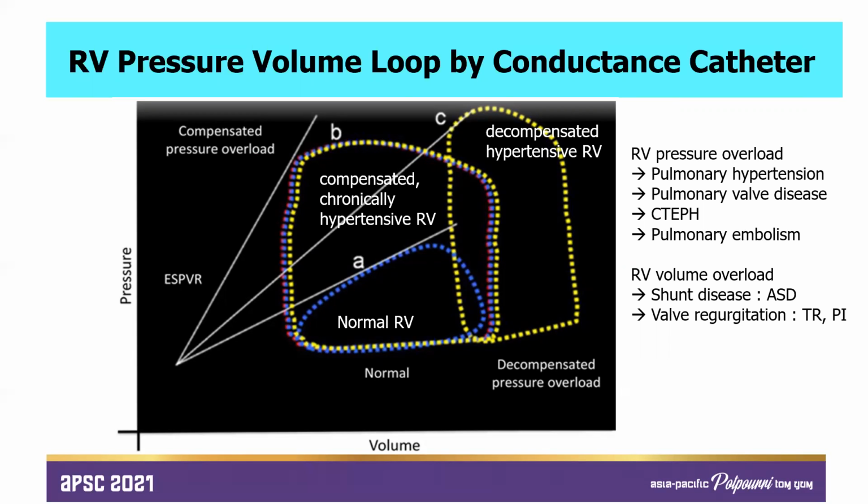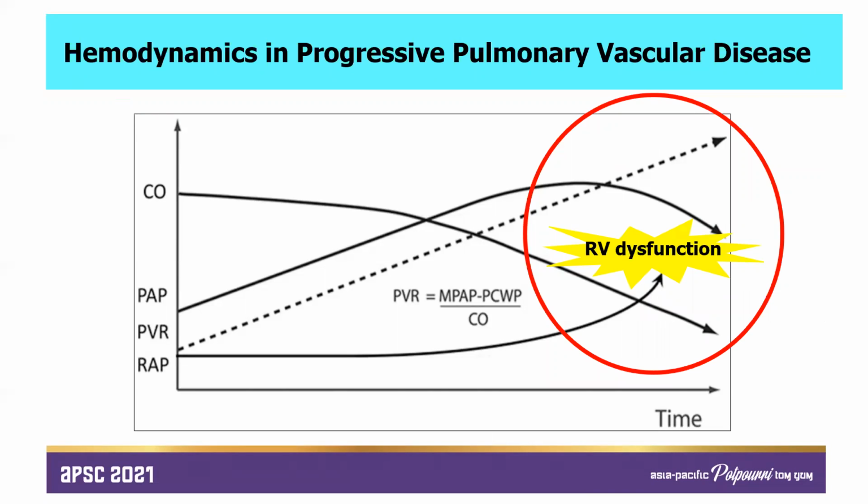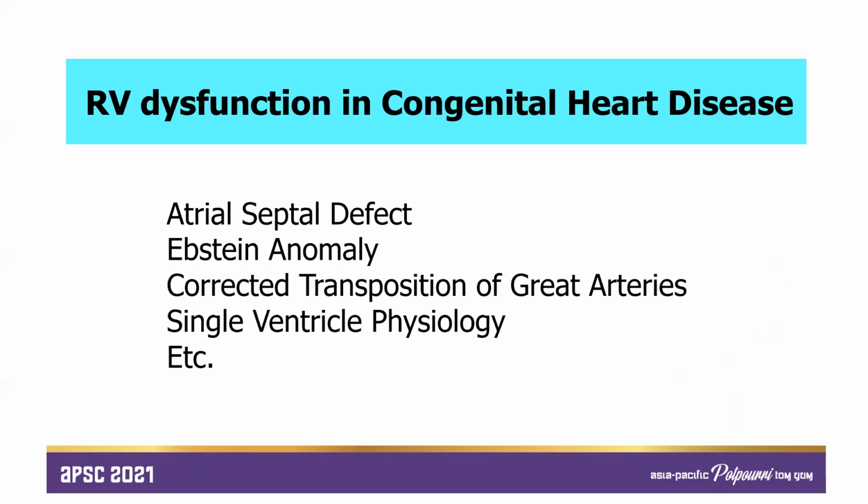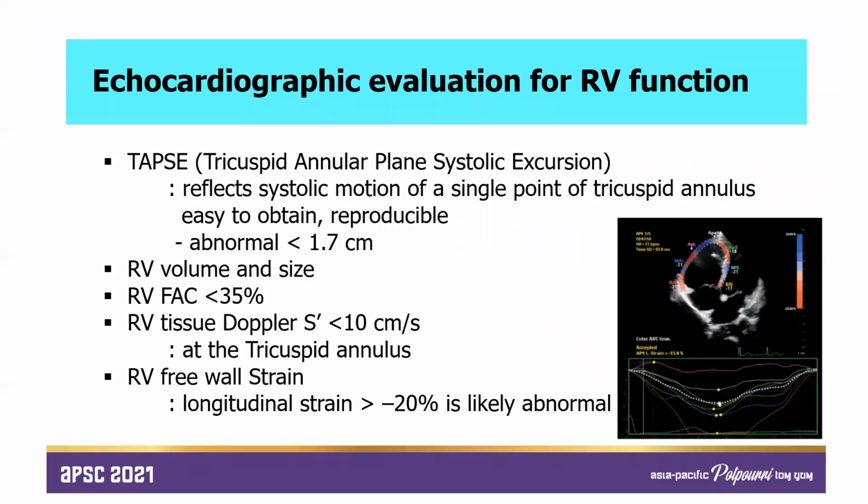Loop B represents a compensated chronically hypertensive RV, and C is obtained from a decompensated hypertensive RV, much larger and volume overloaded. We can apply RV pressure overload to pulmonary arterial hypertension and RV volume overload to shunt disease like ASD and valvular regurgitation, TR, pulmonary insufficiency. Over time, with progressive pulmonary hypertension, a decrease in pulmonary arterial pressure may be a sign of low cardiac output and severe right ventricular dysfunction. In terms of right ventricular dysfunction, let's remember especially ASD, Ebstein anomaly, corrected TGA, and single ventricle physiology, etc.